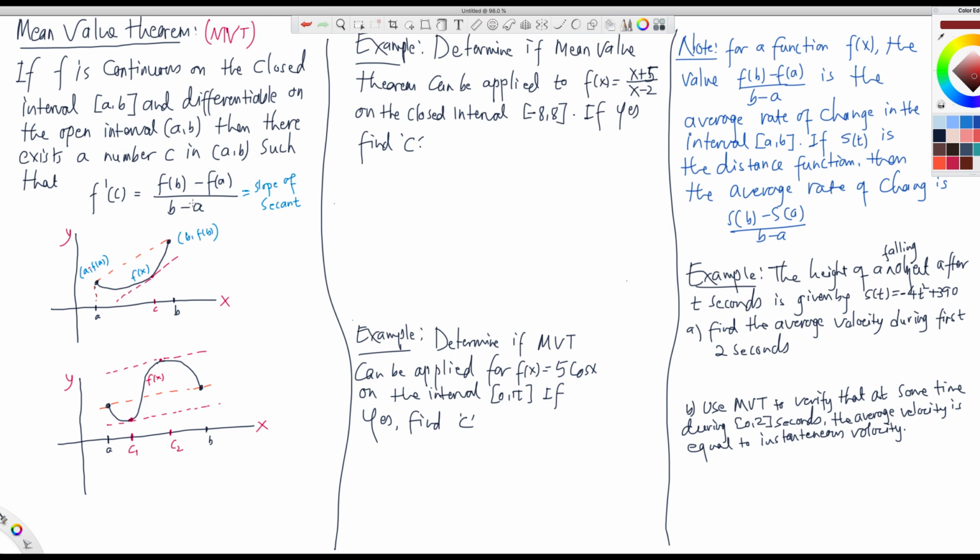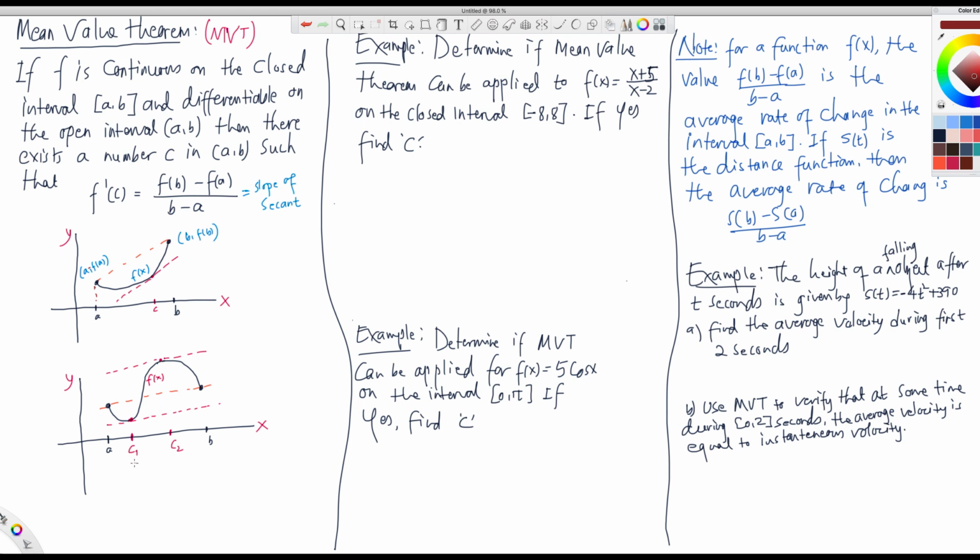So if you want to describe it that way: if a function is continuous on a closed interval and differentiable on the open interval, then you will be able to find a point between a and b where the instantaneous velocity is equal to the average velocity over that interval. That's another way of saying it. There is at least one point c, and there may be more than one point c between a and b such that the slope of the tangent is equal to the slope of the secant line joining the endpoints.